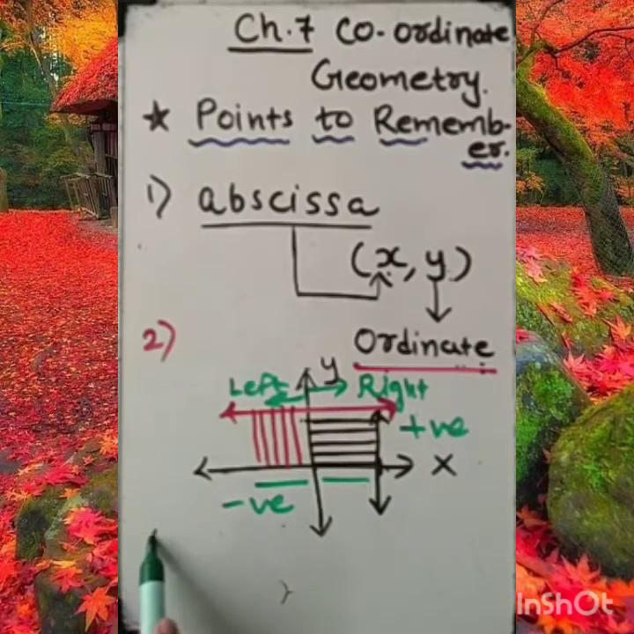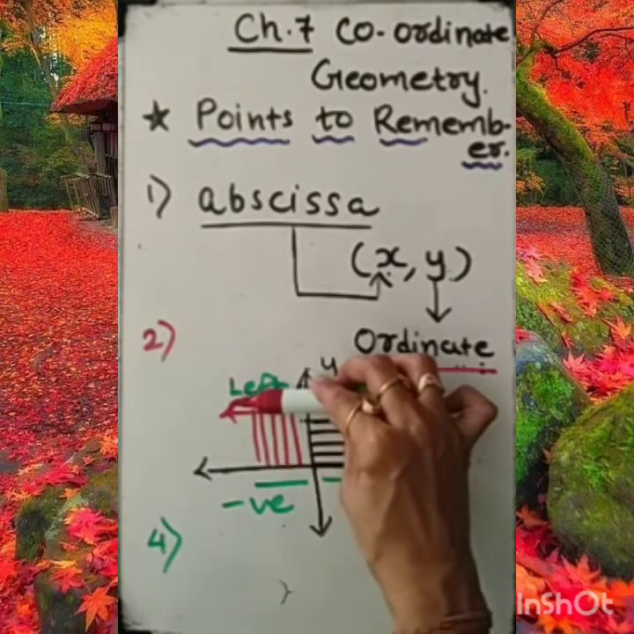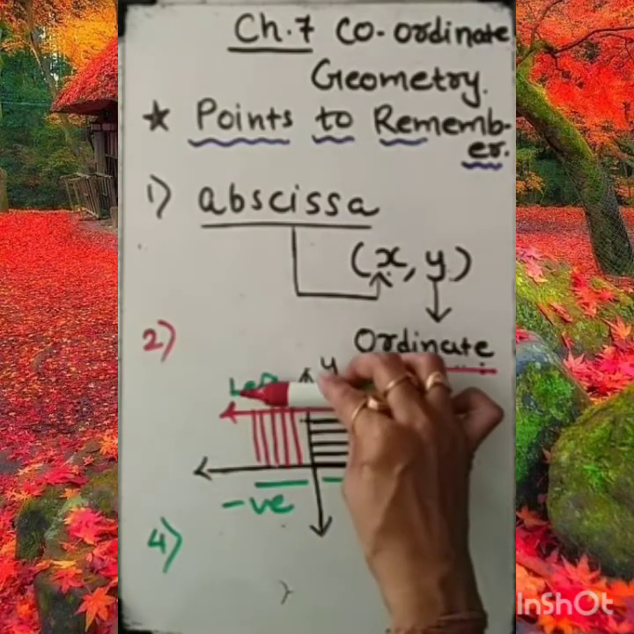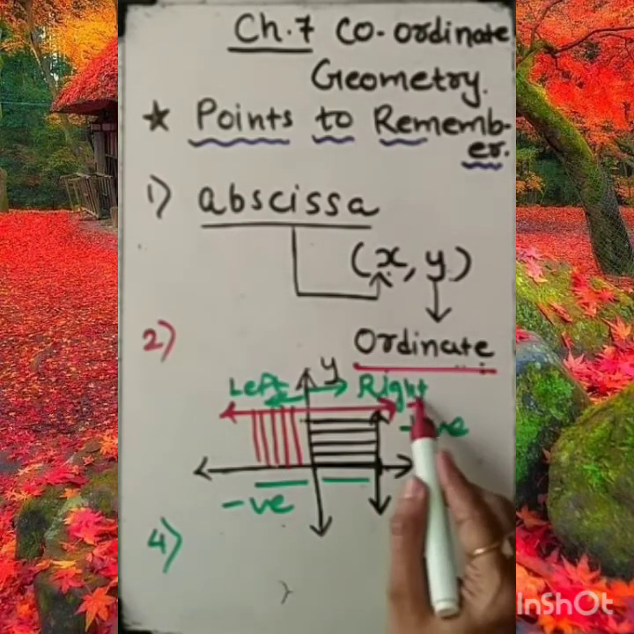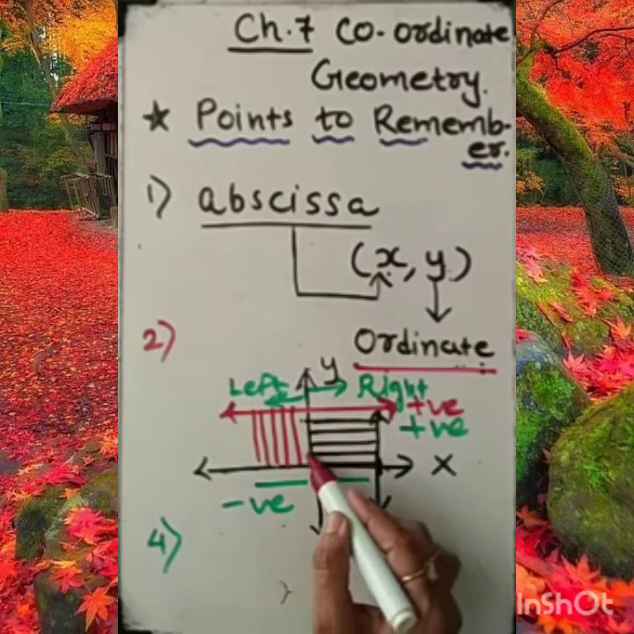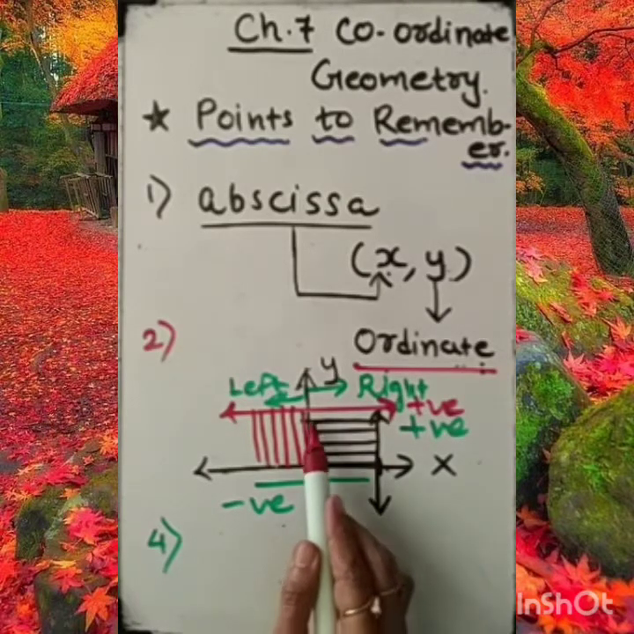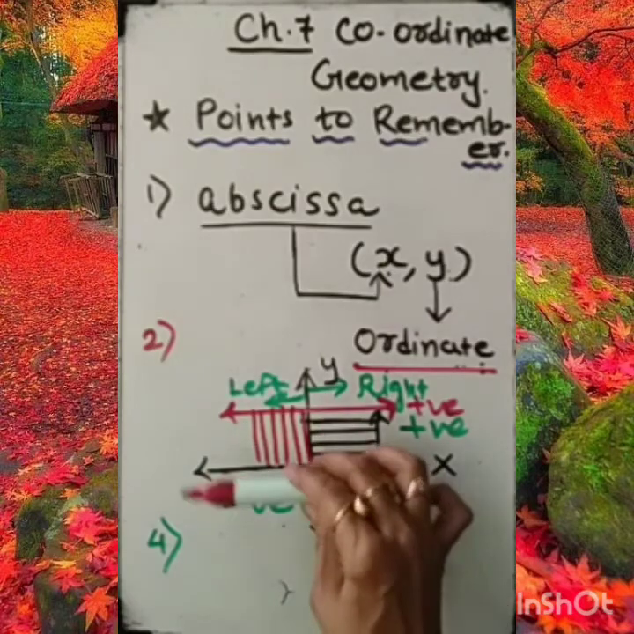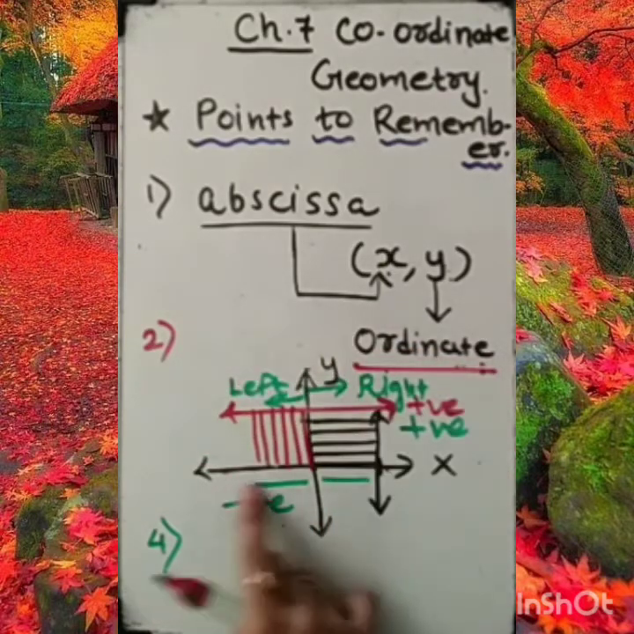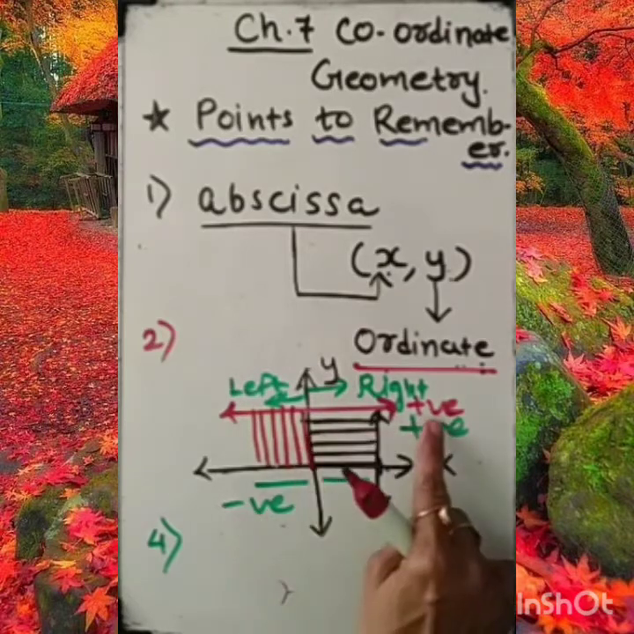Next point, fourth point. Please note down the fourth point. The ordinate of every point situated above the x-axis, if we are talking about above the x-axis, then it must be positive. Because, dear student, if we proceed on this line, then we are mentioning +1, +2, +3, +4, +5, and so on. Above the x-axis, it is positive.